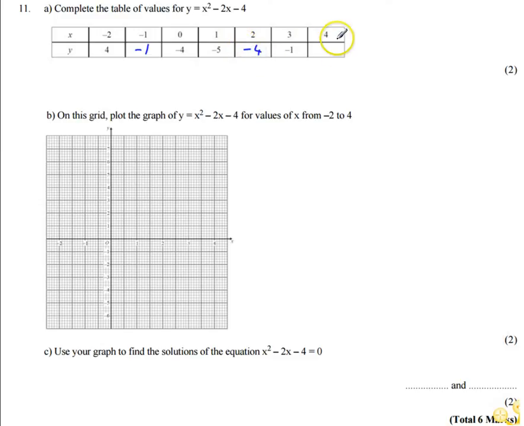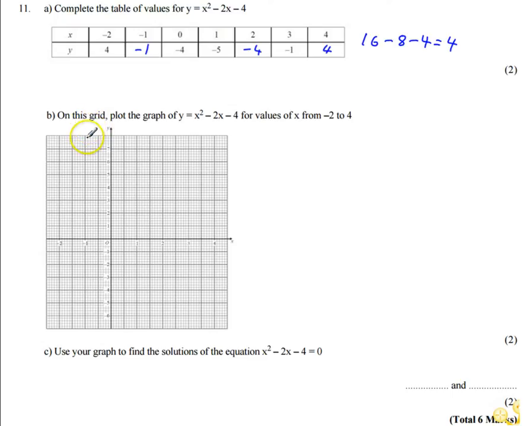We'll do the last one without a calculator. So we've got 4 squared, which is 16, take away 2 times 4, which is 8, so take away 8, take away 4. 16 take away 8 is 8, take away 4 gives me 4, so that value there is going to be 4. You can use your calculator to check it if you like.